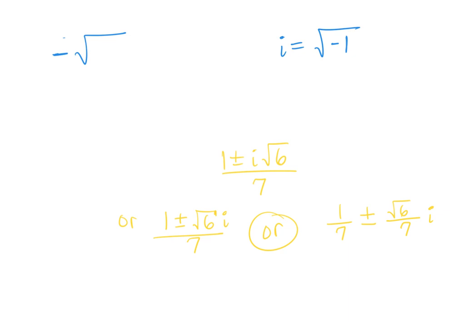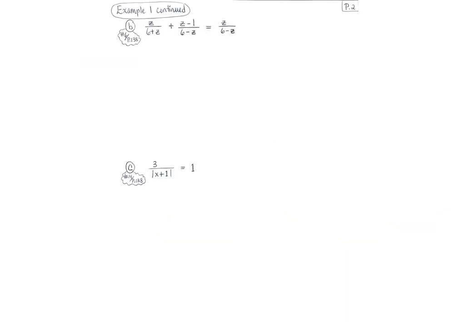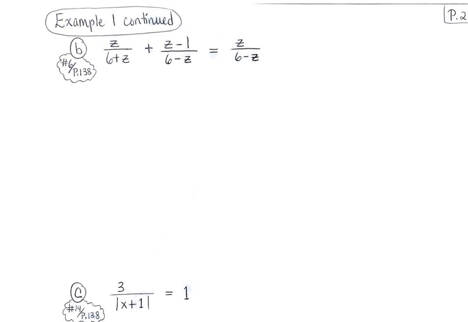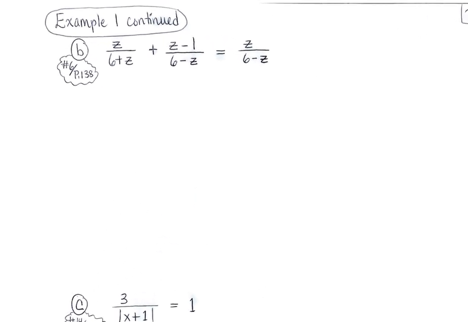What other questions do you all have? Okay, all right. So let's look at another example. Part B, we have z over 6 plus z, plus z minus 1 over 6 minus z, equals z over 6 minus z.